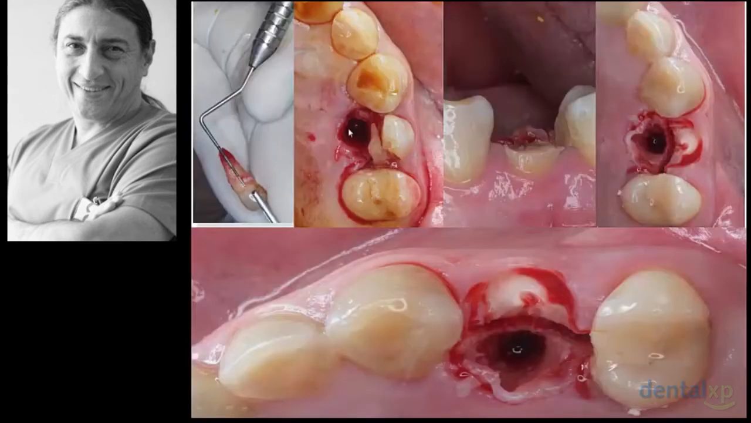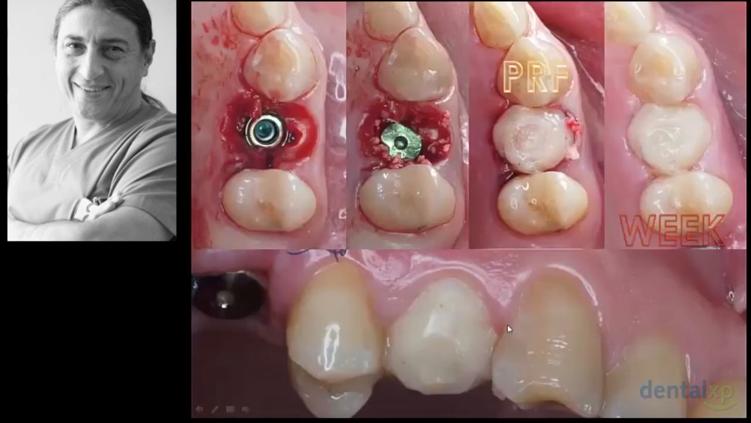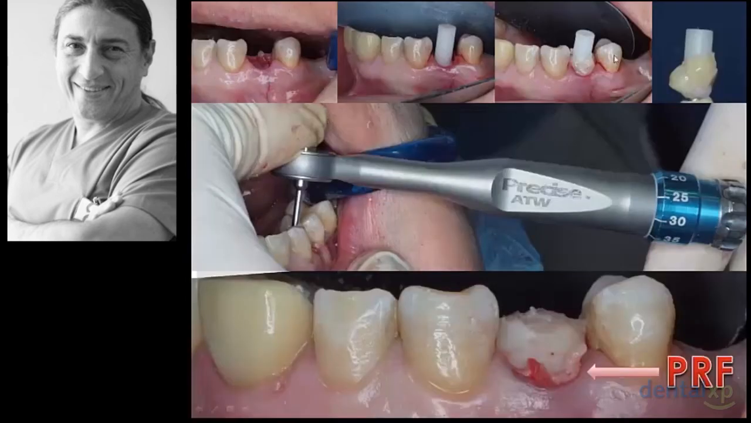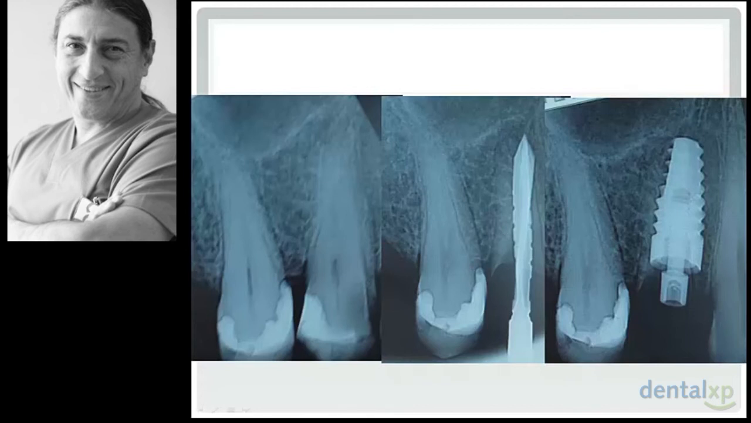extract the palatal root, we measure just to see the length of our implant, and we put, you see, before and after the preparation, and with the implant inserted, you can see this is important. We want to preserve this wall, and we did a special customized abutment with 20 Newton torque and PRF, and you can see after a week there is a nice healing. The 3 steps, the implant and the shield.